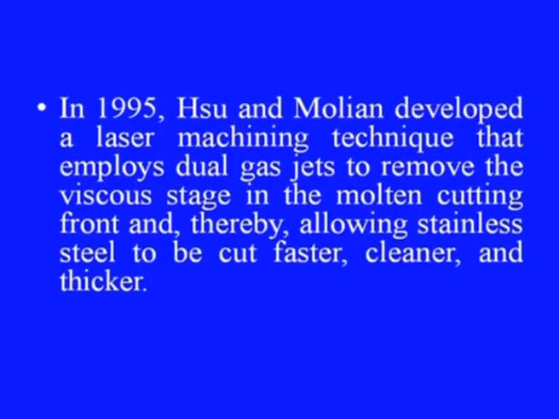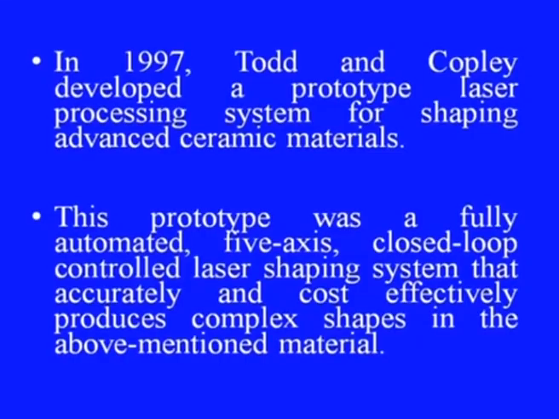In the year 1995, Su and Molian developed a laser machining technique that employs dual gas jets to remove the viscous stays in the molten cutting front and thereby allowing stainless steel to be cut faster, cleaner and thicker. So, this is another development from the basic laser machining, in which dual gas jets are being used, and that improved the performance of the system. In the year 1997, Todd and Copley developed a prototype laser processing system for shaping advanced ceramic materials.